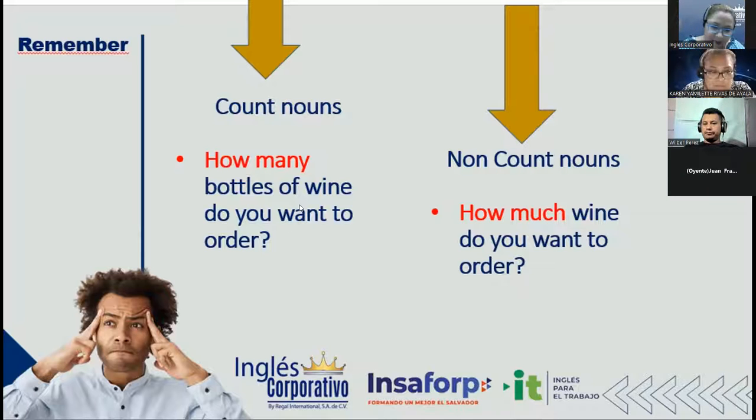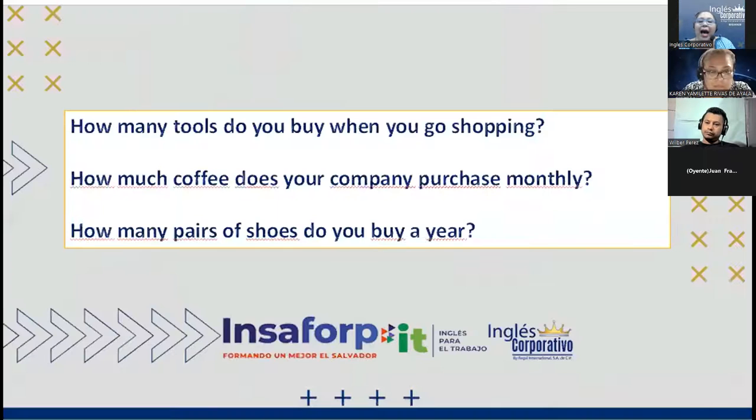Okay. Recordemos entonces que podríamos preguntar con los objetos que ayer estábamos hablando, ¿se recuerdan? How many tools do you buy when you go shopping? ¿Por qué usamos how many? Porque tools es contable, ¿verdad? Tools es un objeto contable. Puedo decir 1 tool, 2 tools, 3 tools, and they are different, right? So we can say 2 of the same kind, or we can talk about different kinds of tools, right?